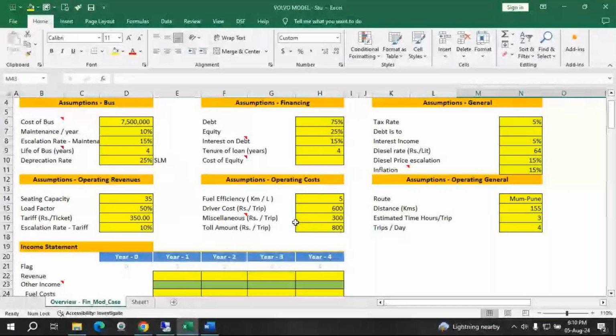The route that we are going to cover is from Mumbai to Pune. The distance from one side is 155 kilometers. Estimated trip time is 3 hours. Per day, they are going to do 4 trips. So this is the assumption we have made. Okay, now let's see how to go about the calculation.